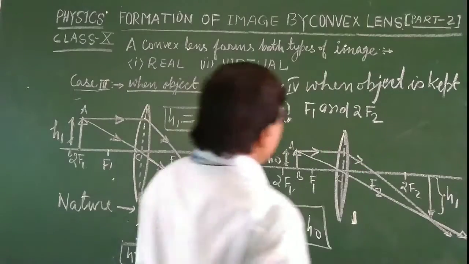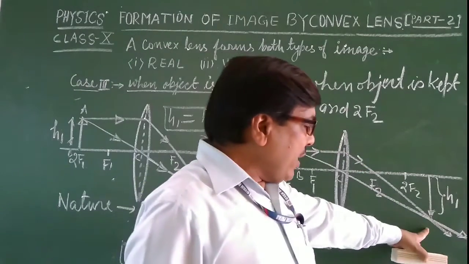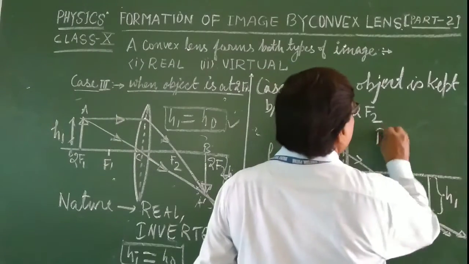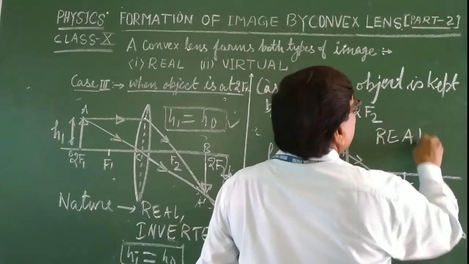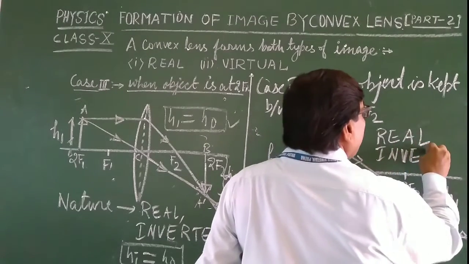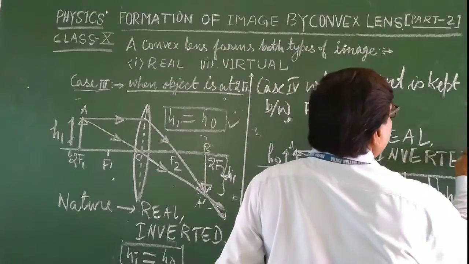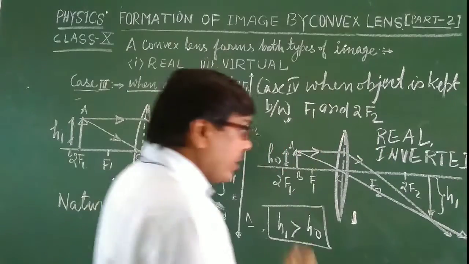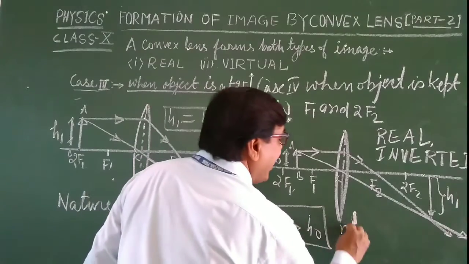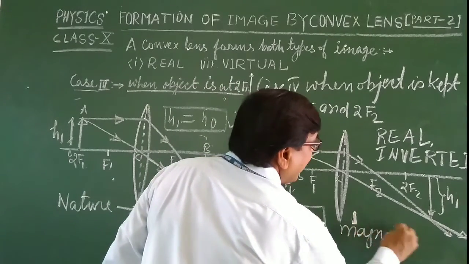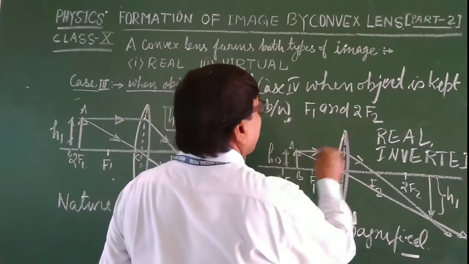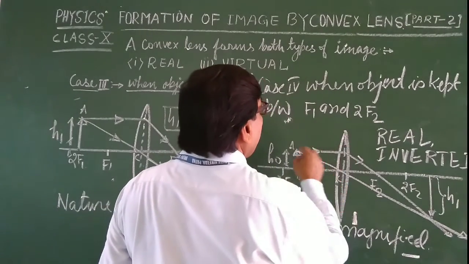Okay. Now, what is the nature? Nature is similar to that. A real image is formed, real and inverted. The image is formed on the other side. Now a magnified image is formed. Okay, this is optical center A.